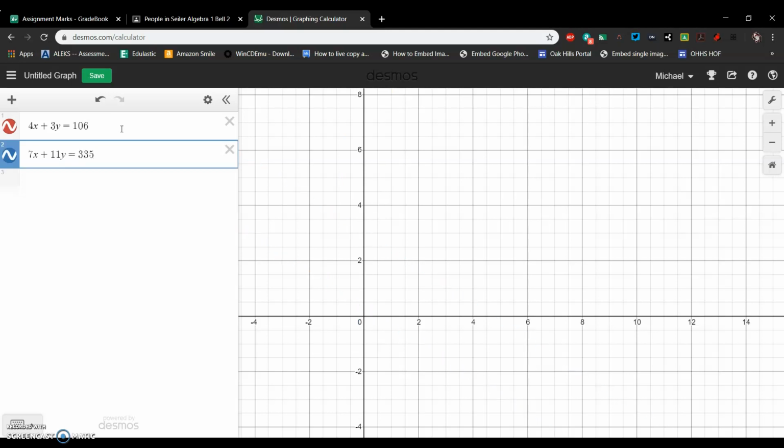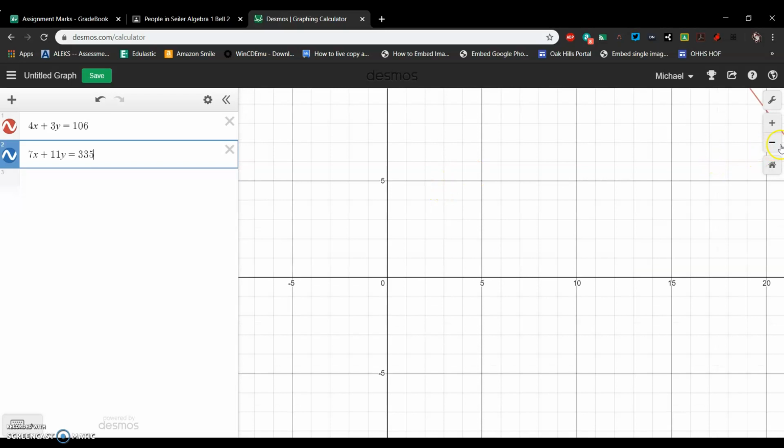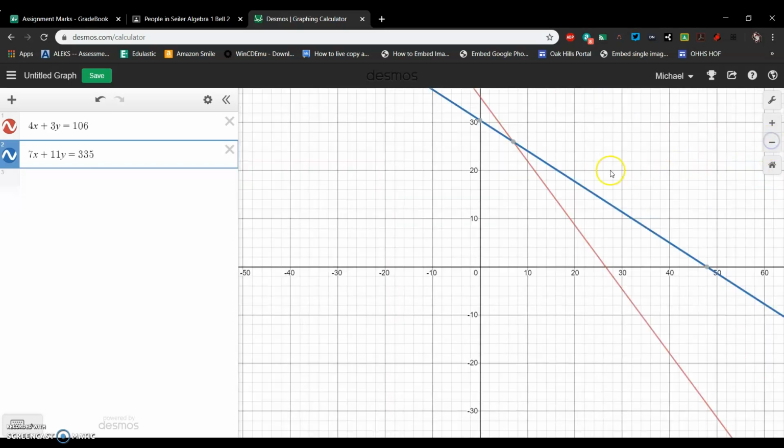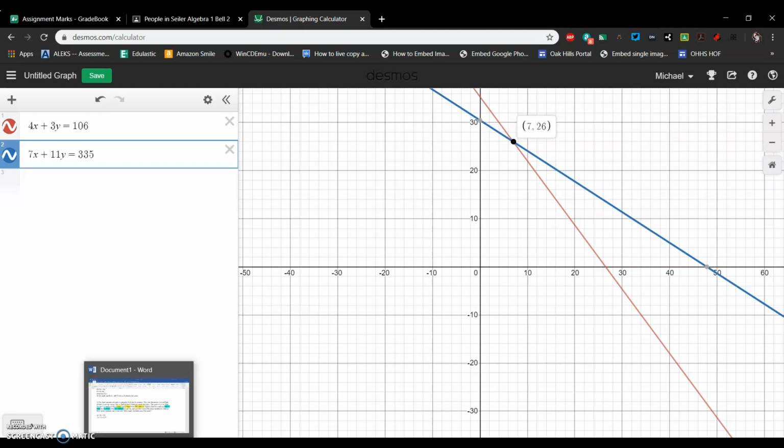Now, I don't see anything on my screen. Not really surprised, because if we look at these numbers, 335, 106, they're pretty big. So I'm going to zoom out, and I'm starting to see my red and my blue lines over here. So zoom out a little bit, and here is my intersection. My intersection is this point, this coordinate 7, 26.